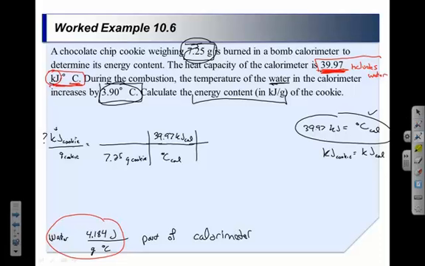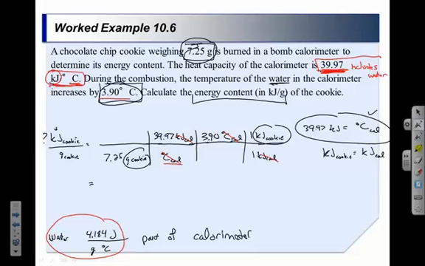So I need to cancel this degrees Celsius, so I'll plug this 3.90 in. That's what the actual temperature change is for the calorimeter, so that temperature change for the calorimeter in Celsius should cancel the degrees Celsius units. And then I just have to recognize that for every 1 kilojoule that the calorimeter absorbs, that's 1 kilojoule that the cookie released. Now I've got the units I want.